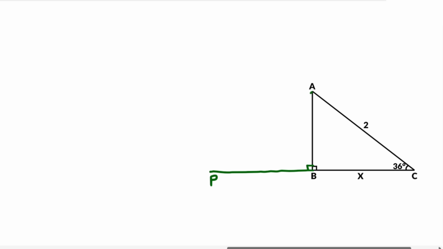Now connect A to P. And choose P carefully so that angle APC is also 36 degrees. Now look at the big triangle we just created. Triangle APC.